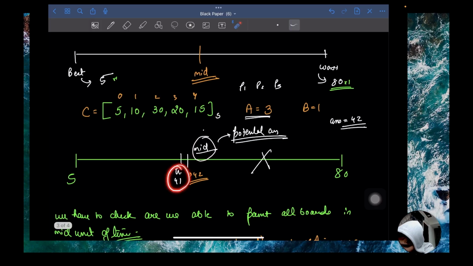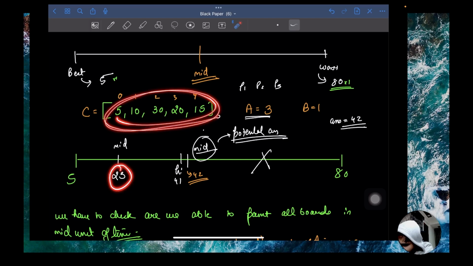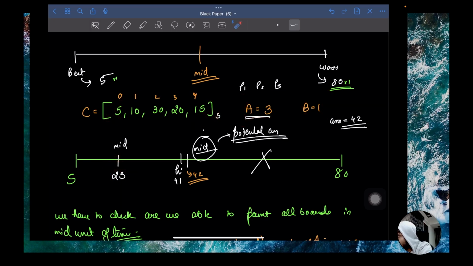Okay, let's try again. Now high is at 41. We calculate mid. 41 plus 5, 46 by 2, 23. Now the question is, can we paint all of the boards with 3 painters with B equal to 1 in 23 units of time? Let's see. We start with painter 1.